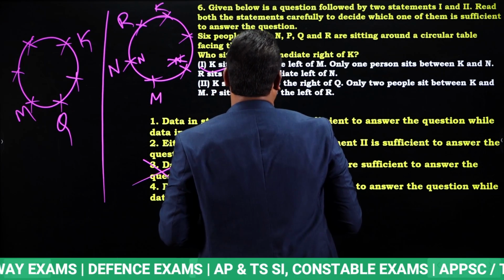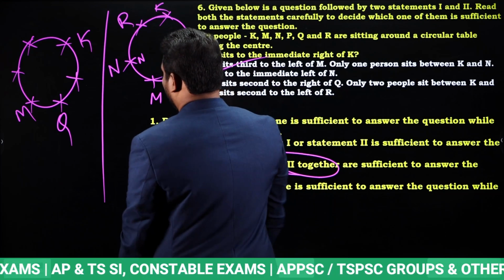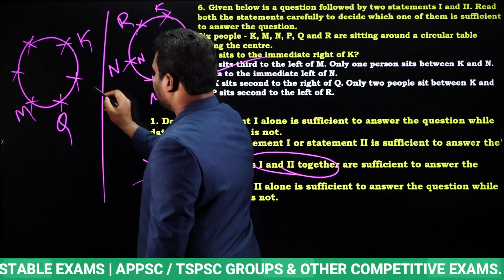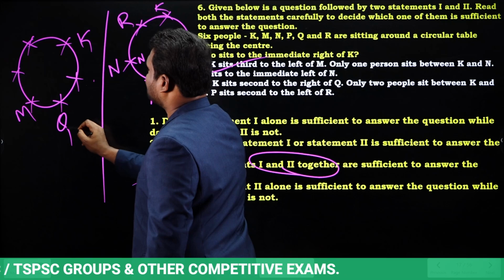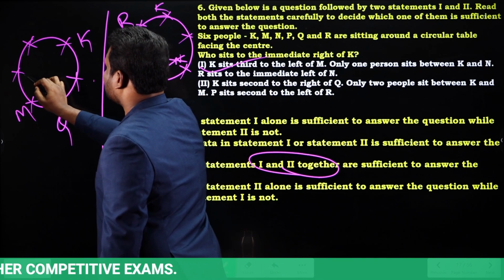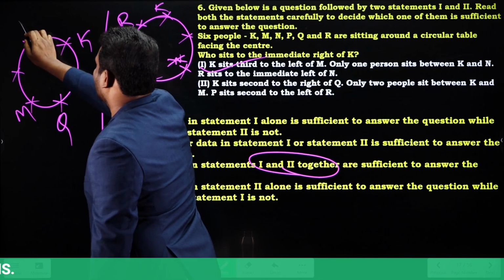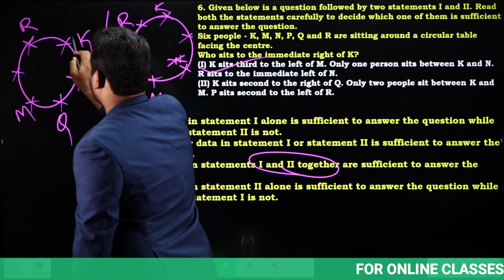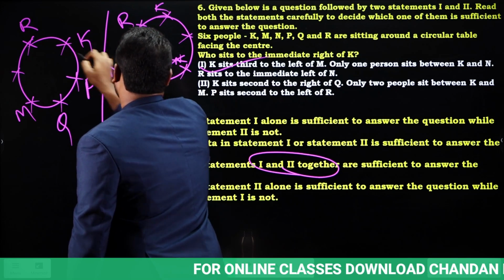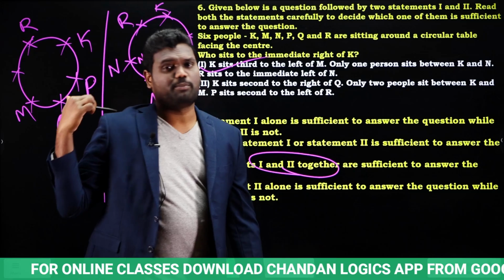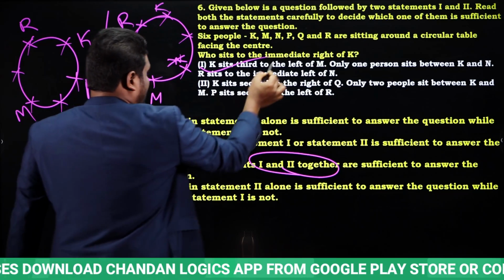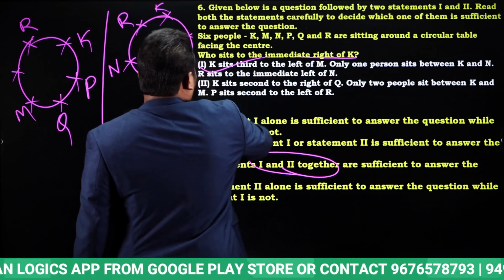Next, P sits second to the left of R. If this is R, P should sit second left, not possible. If this is R, first left, second left, not possible. So definitely this should be R. If this is R, first left, second left, this is P. So P sits second to the left of R. Yes, it's possible.